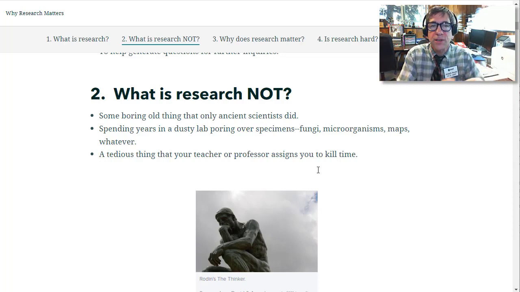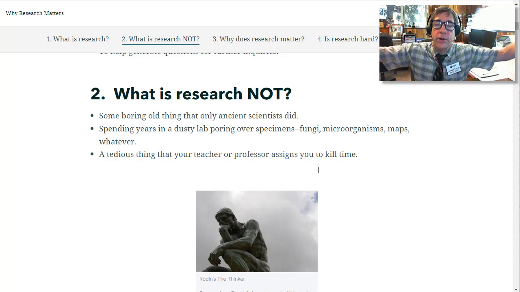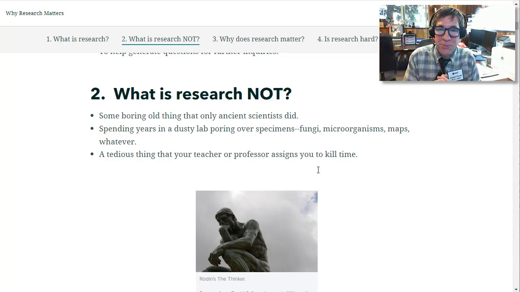But it's not just something that was in the past and is done. We're done with that now. We've arrived at our modern era and we don't need research anymore. No, that's not it. It's also not spending years in a dusty lab poring over specimens, fungi, microorganisms, maps, my own field, whatever. Although some of those things are actually fascinating to me. But it's not just locking yourself into a lab for years.